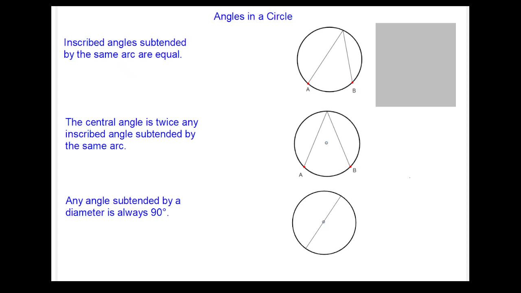In this video, we're going to look at angles as they relate to circles, both inside and outside of a circle. We'll start with this first property. Inscribed angles subtended by the same arc are equal. So what do we mean by this word subtended?